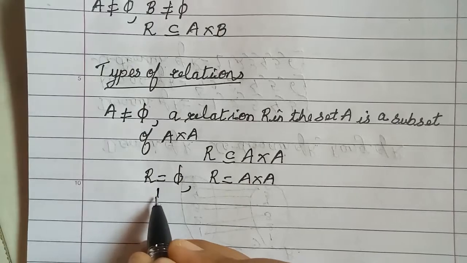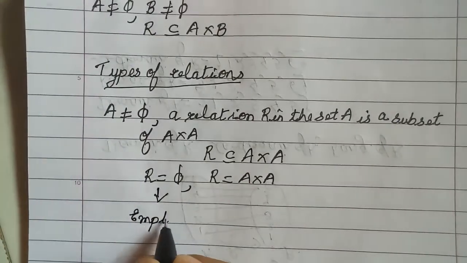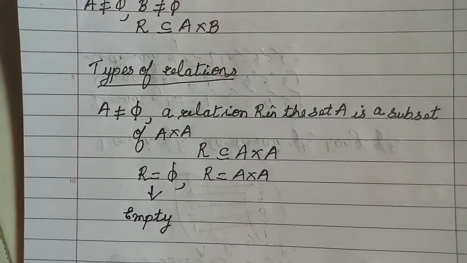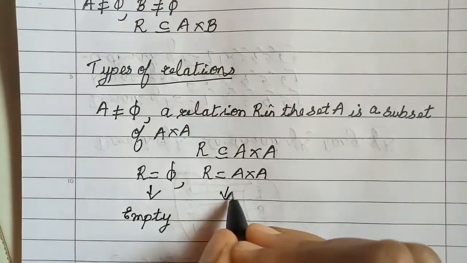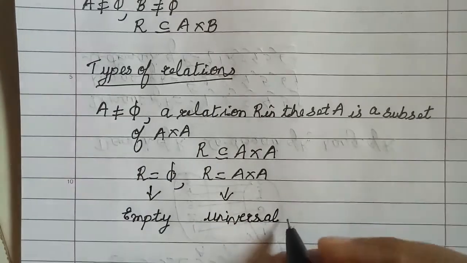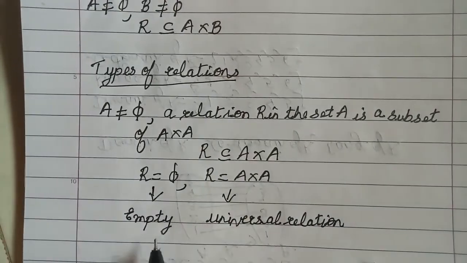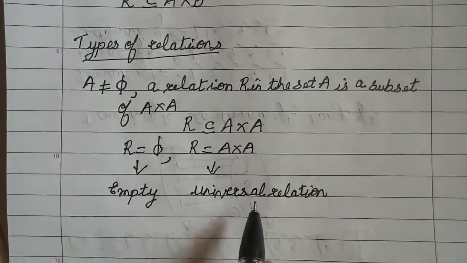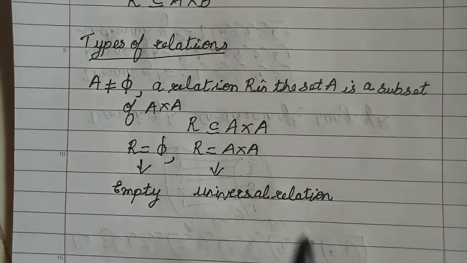So R equal to the empty set is called an empty relation because in this relation there are no elements, and R equal to A cross A, that means the entire set itself, is called a universal relation. That means if I am given any relation, children, two conditions are always possible: one is the case of an empty relation and the other is the case of a universal relation.